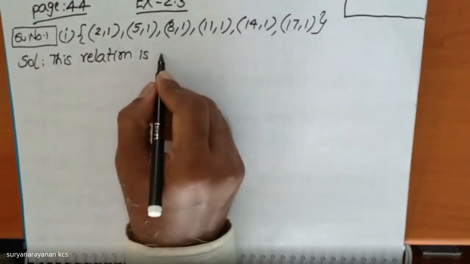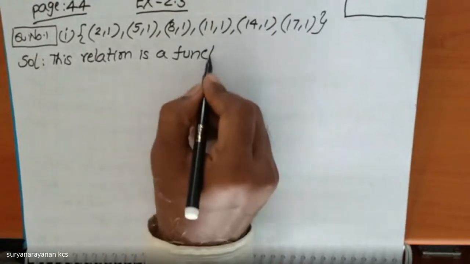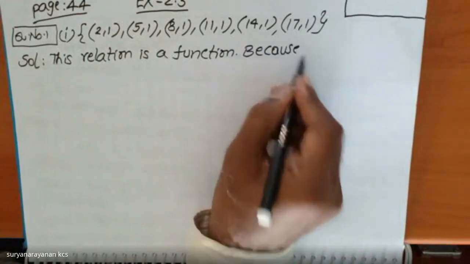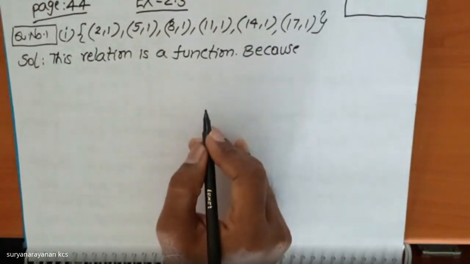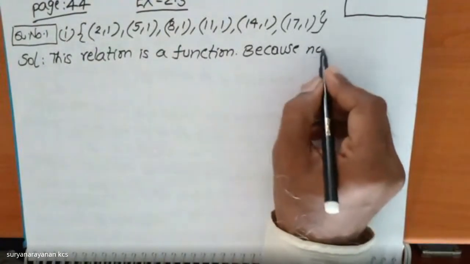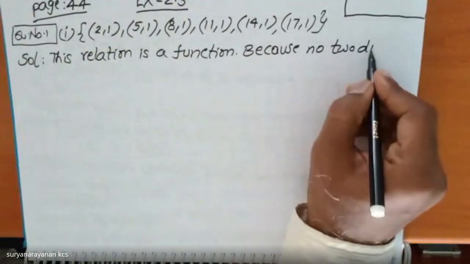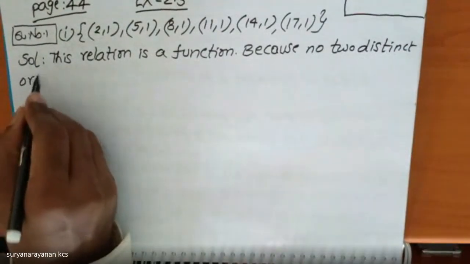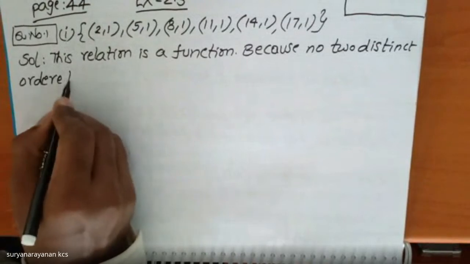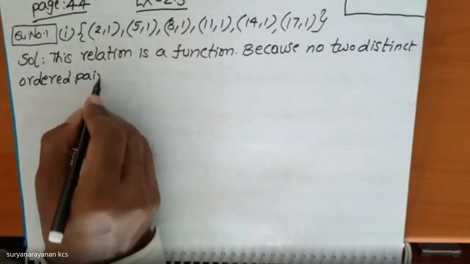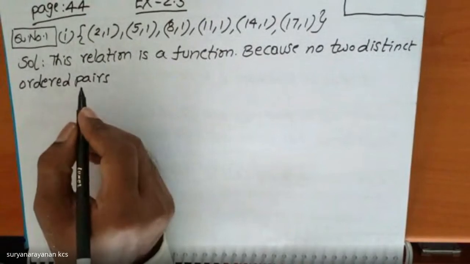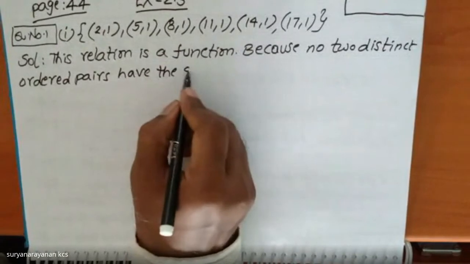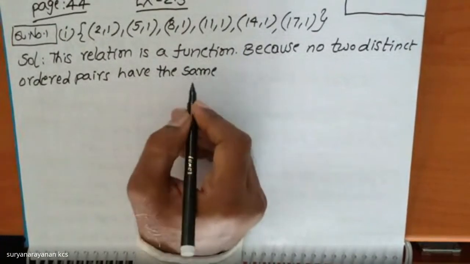This relation is a function because, here we are writing the reason also, because no two distinct ordered pairs have the same first element.